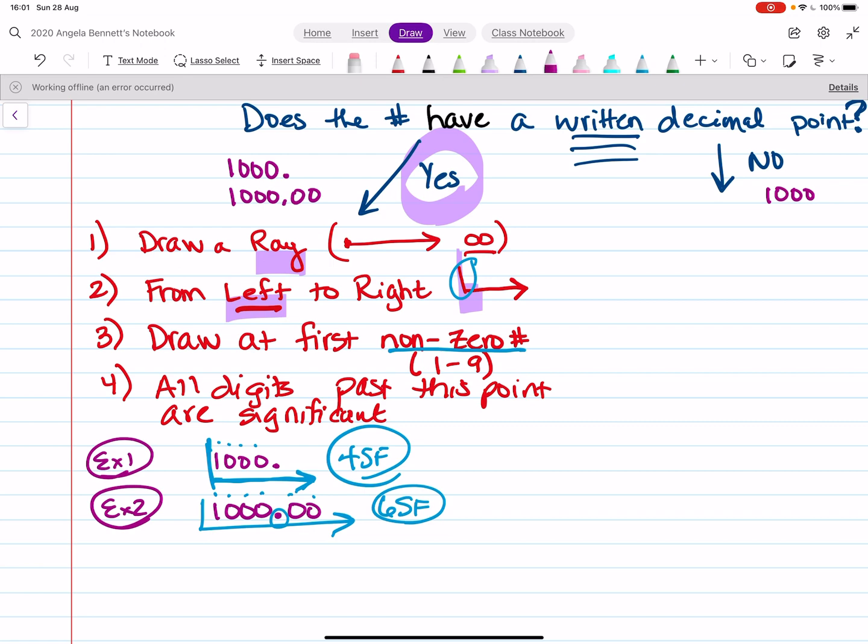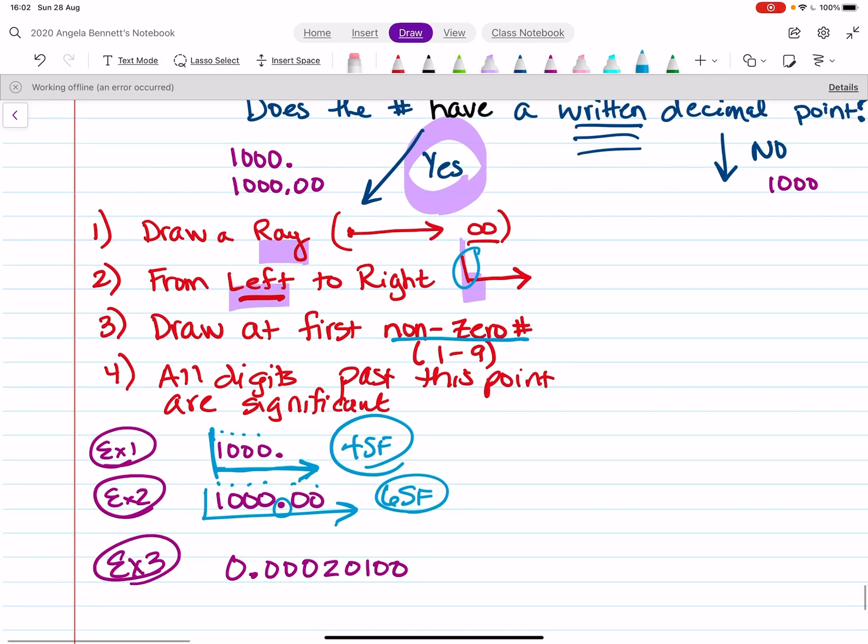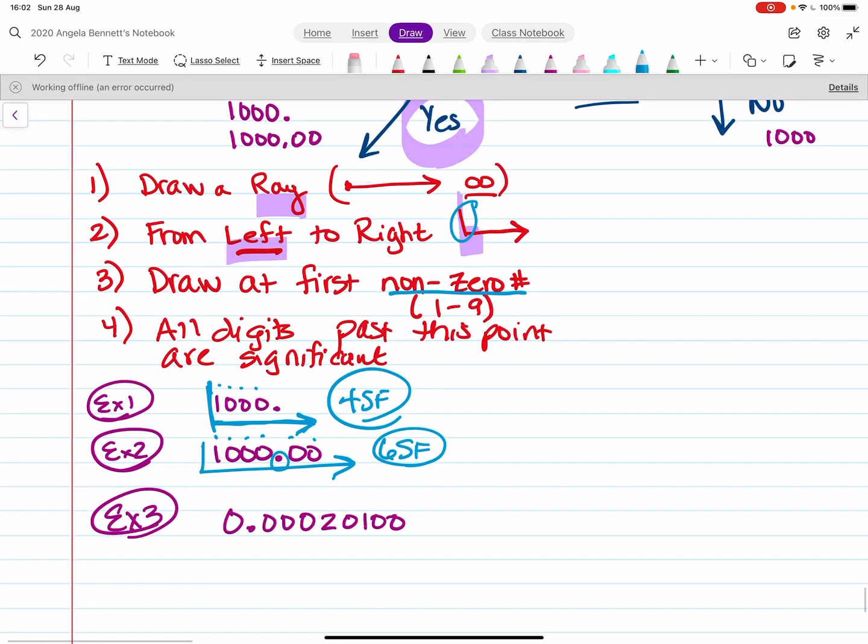All right, so now let's try a number that's a little bit different. Let's try a number like this one, 0.00020100. Well, clearly it has a decimal point that's written, so that means I'm going to start on the left-hand side. But when I start on the left-hand side, this first one is a 0. It does not count, because we're going to start drawing at our first non-zero number. This is a 0, doesn't count. 0 doesn't count. 0 doesn't count.